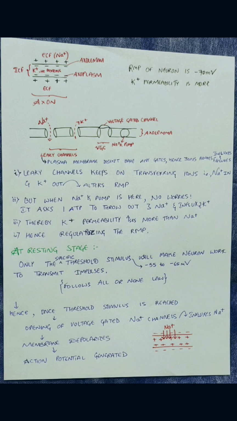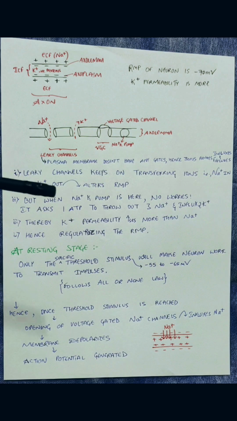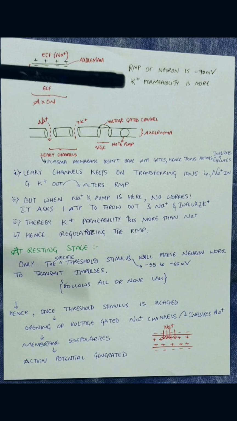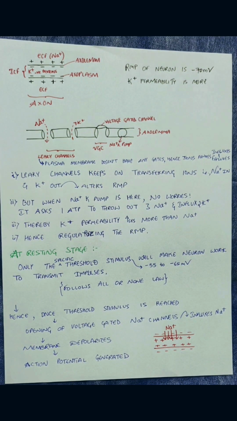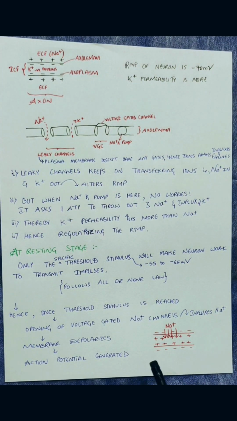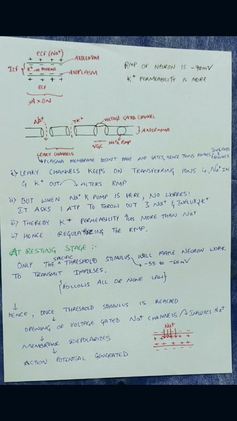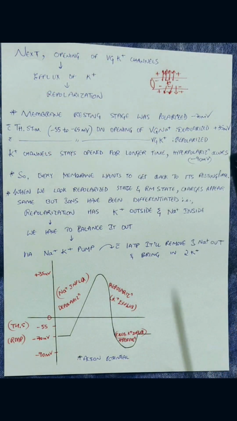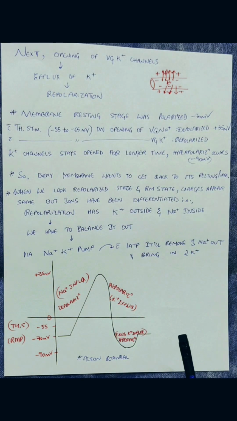At the resting stage, only the specific threshold stimulus, that is minus 55 to minus 65 millivolts, will make the neuron work to transmit impulses, following the all-or-none law. Once the threshold stimulus is reached, there is opening of voltage-gated sodium channels, and influx of sodium causes the membrane to depolarize and an action potential is generated. Later, voltage-gated potassium channels open, there is efflux of potassium, and repolarization happens.